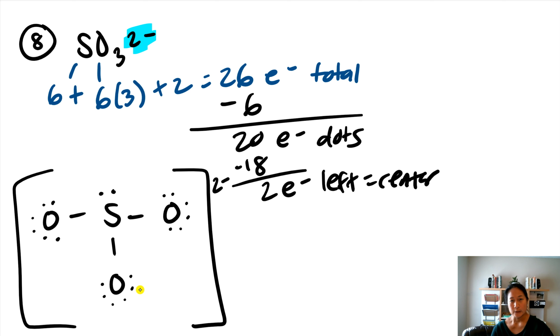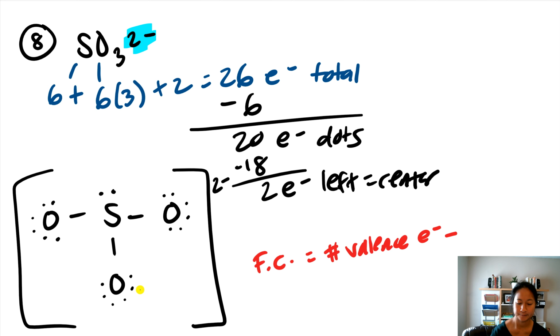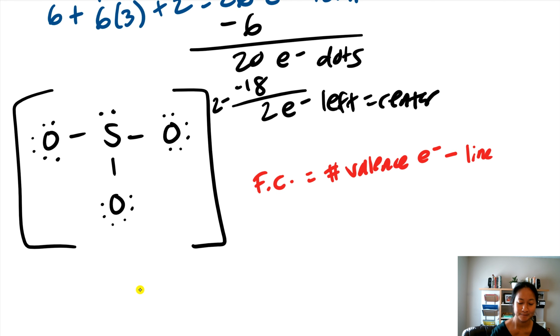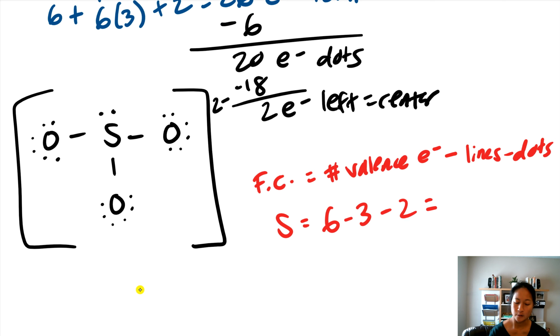One last thing I do want to check, formal charge. If I was to calculate the formal charge of the sulfur, and remember formal charge is number of valence electrons minus lines minus dots. Keep it simple. For the sulfur, sulfur has 6 valence electrons. You have 3 lines around it, and you have 2 dots. So 6 minus 3 is 3, 3 minus 3 is +1. So this sulfur has a formal charge of +1.